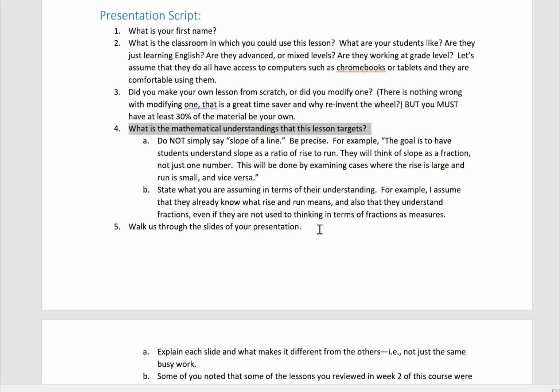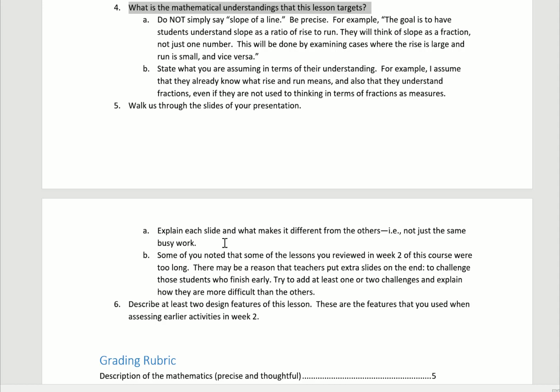So you're going to walk us through each of the slides of your presentation. And for each slide, I want you to say what makes it different from the others. Again, for example, some of you said when you were reviewing the slides, my goodness, there are so many slides that are repetitive. What I can say is that some students finish early and others finish late. So sometimes teachers add extra challenges at the end, maybe only assuming that 1 or 2 students are actually going to get there. But it's really great when you're teaching to have a variety of different levels of lessons or of challenges so that you can differentiate your instruction.